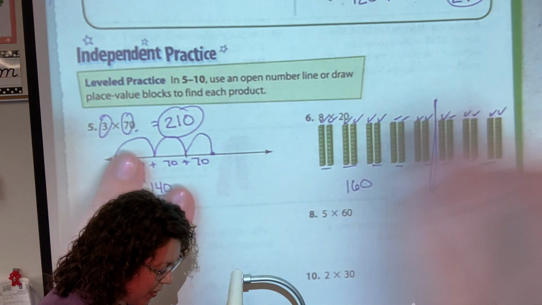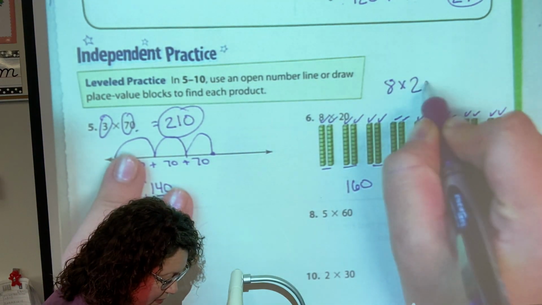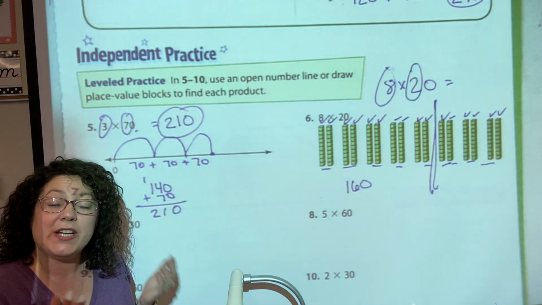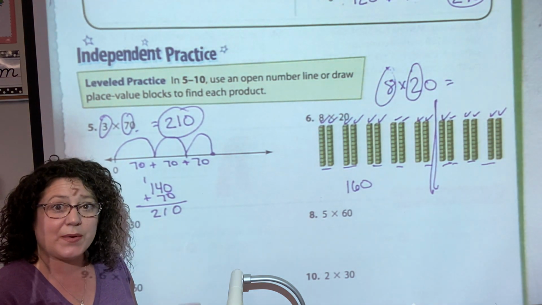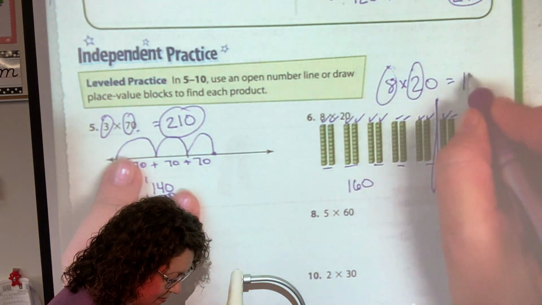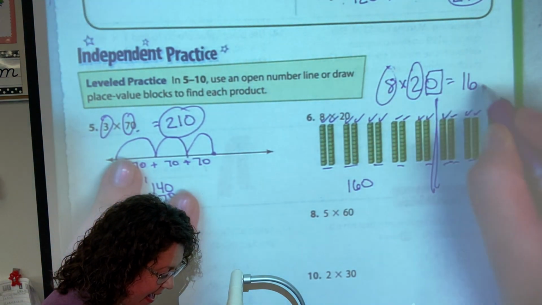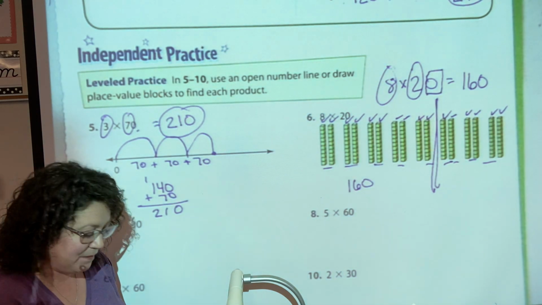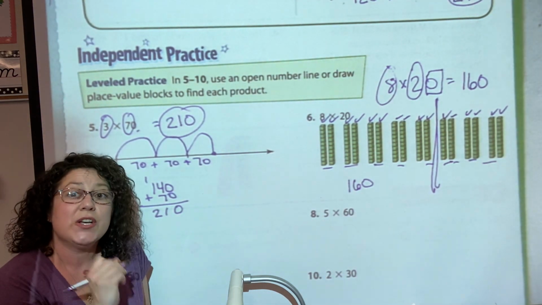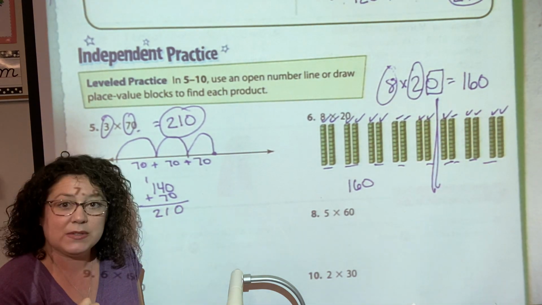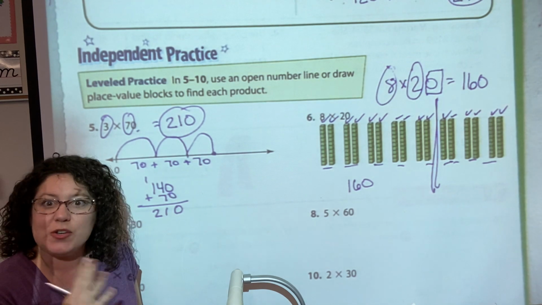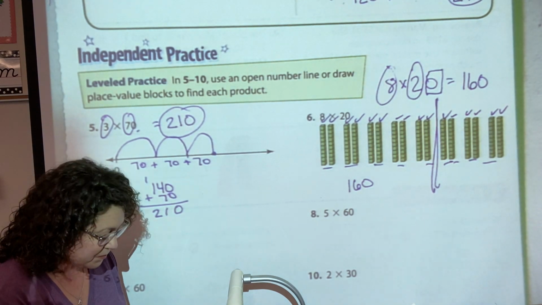Okay, now I drew over that, so let's use my trick. 8 times 2, well, we know anything times 2 is a double, so 8 doubled is 16. And don't forget to add your 0 because it's 20. It's not really 8 times 2, it's 8 times 20. So you have to make sure you add your 0. Okay? So I just gave you 3 strategies for patterns, and you can pick which one works.